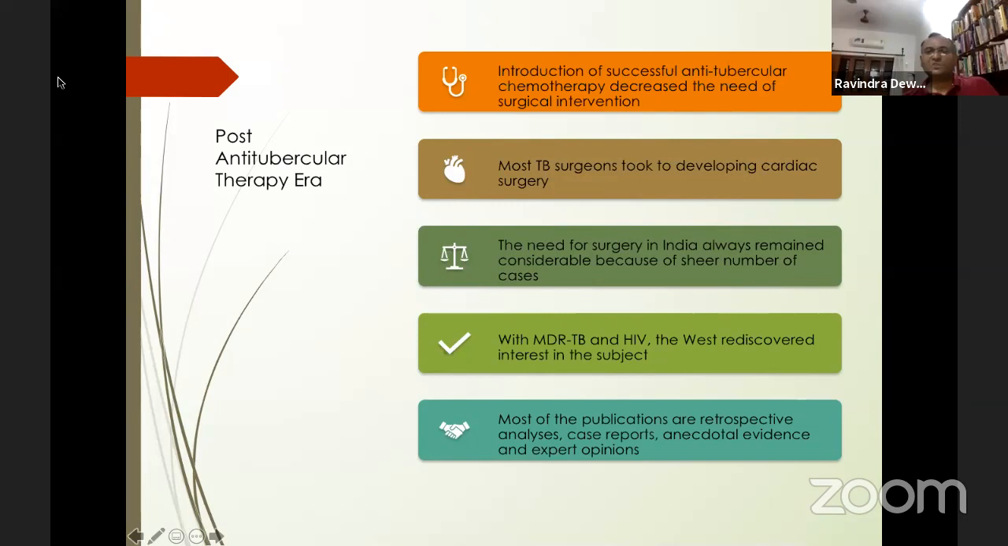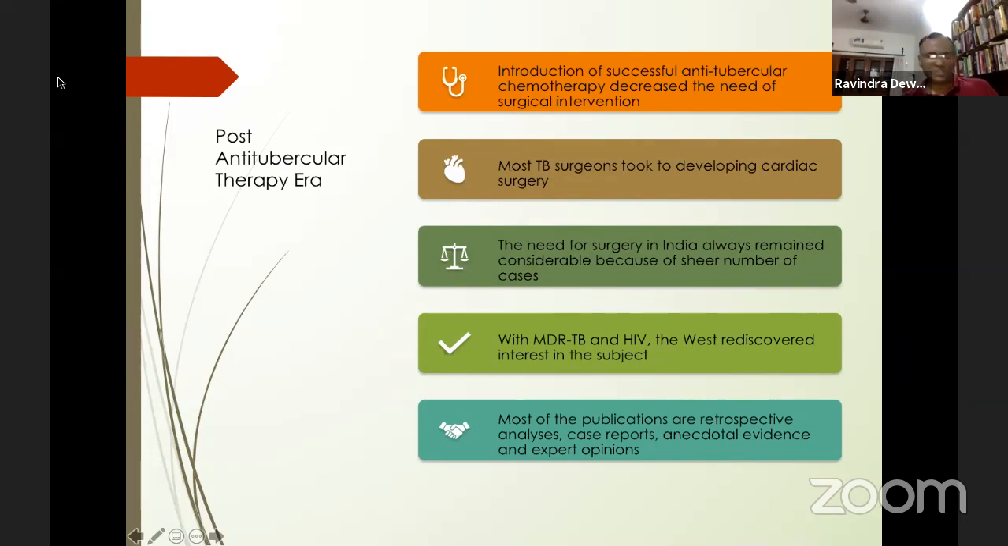So most TB surgeons took to developing cardiac surgery or lung cancer surgery, which was taking greater attention, and a lot of developments took place in that area. But the need for surgery in India always remained considerable because of the sheer number of cases. With MDR-TB and HIV, the West rediscovered interest in the subject.